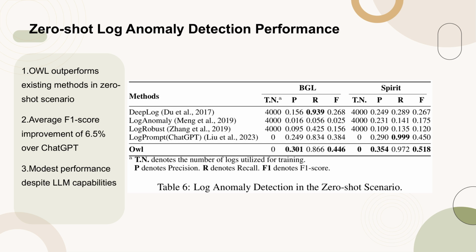Table 6 presents the results of log anomaly detection in the zero-shot scenario. Notably, OWL demonstrates superior performance compared to existing methods, even those trained on thousands of logs. Specifically, OWL shows an average F1 score improvement of 6.5% across two datasets when compared to ChatGPT, log prompt. However, the overall performance in the zero-shot scenario remains modest, highlighting the challenges in leveraging large language models for anomaly detection without prior training data.